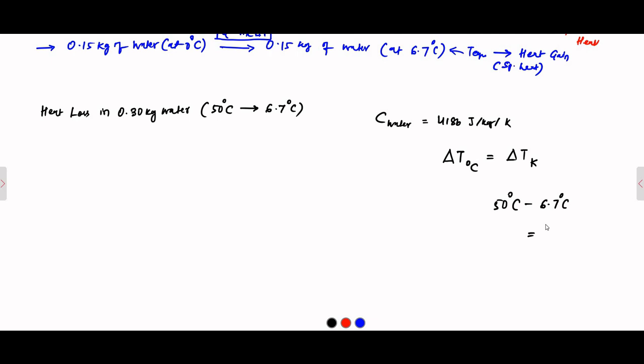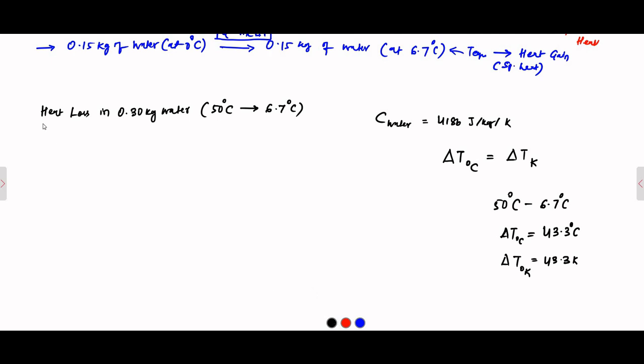So let's say this is 50 minus 6.7, which is 43.3. This difference of 43.3 degrees Celsius is the same difference of 43.3 Kelvin. If we convert it into Kelvin also, we'll get the same difference. I have discussed it in the previous question also, that in Kelvin and Celsius, the difference between temperatures numerically is the same. So here it is the same as 43.3 Kelvin.